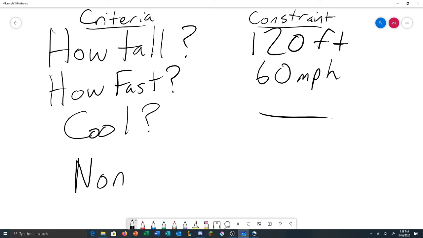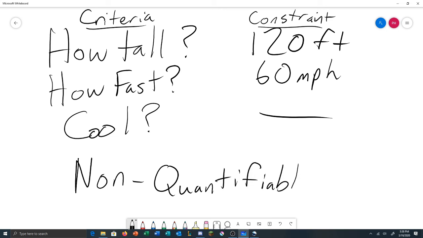Non-quantifiable means you can't put a number to it. It's all based off of human decision. Non-quantifiable, you can't put a number on it. That makes it a lot harder to make a constraint. You can still make a constraint for cool.